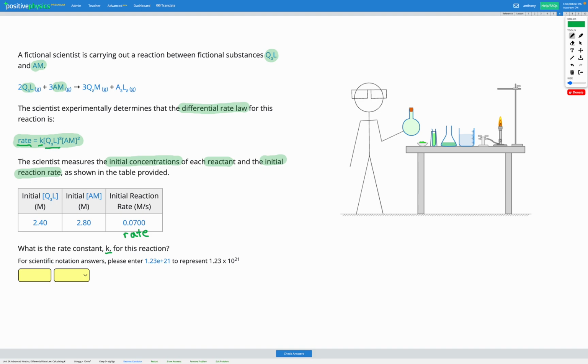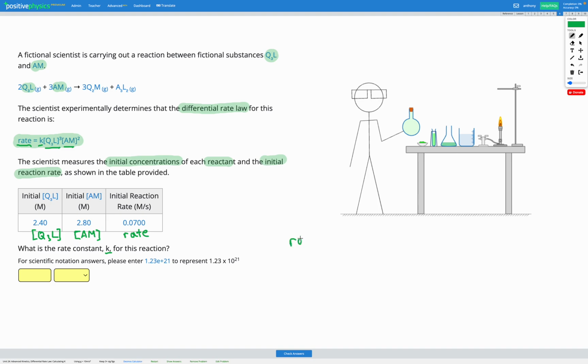We've got the concentration of Q3L here. And we've got the concentration of AM here. So we have all our variables apart from K. So we're going to be using that rate equation. We're going to be rearranging it for K and using that to calculate the rate. So let's go ahead and do that now.